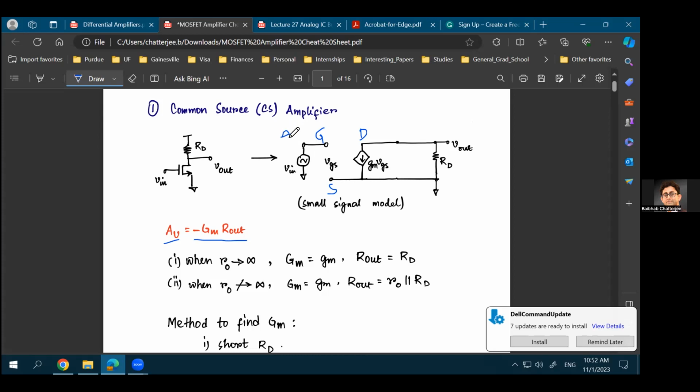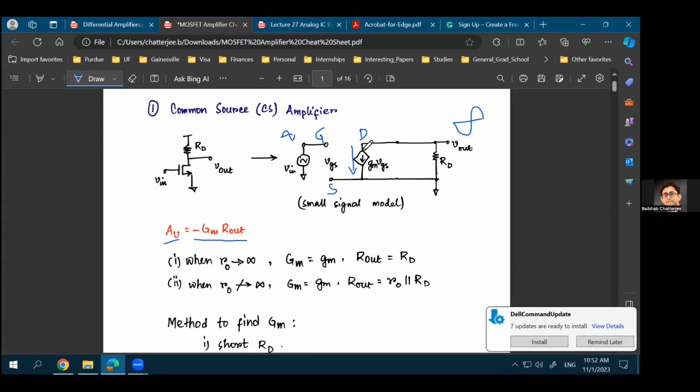So if your input looks like that, your output might look like this. It's an amplified version of the input, but there will be 180-degree phase difference. And why is that? That's because you consider the current flow from drain to source, and that is correct because for an NMOS transistor, the current flows from drain to source. Electrons flow from source to drain, right? Electrons are the carriers which flow from source to drain, so the current will flow from drain to source.